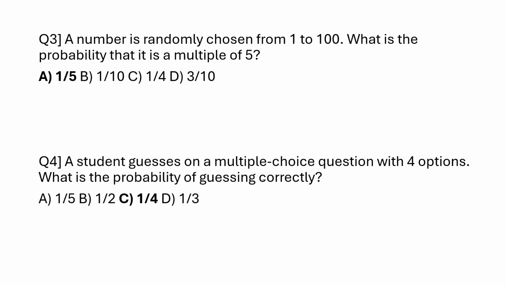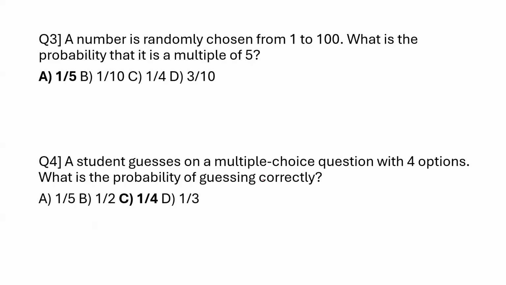A number is randomly chosen from 1 to 10. What is the probability that it is a multiple of 5? So from 1 to 100, you have to see how many numbers are divisible by 5. You have to count those numbers and divide it by total numbers. Total numbers are 100. You just have to count 1 to 100. Out of 1 to 100, how many numbers are divisible by 5? That you have to write in the numerator and divide by 100.